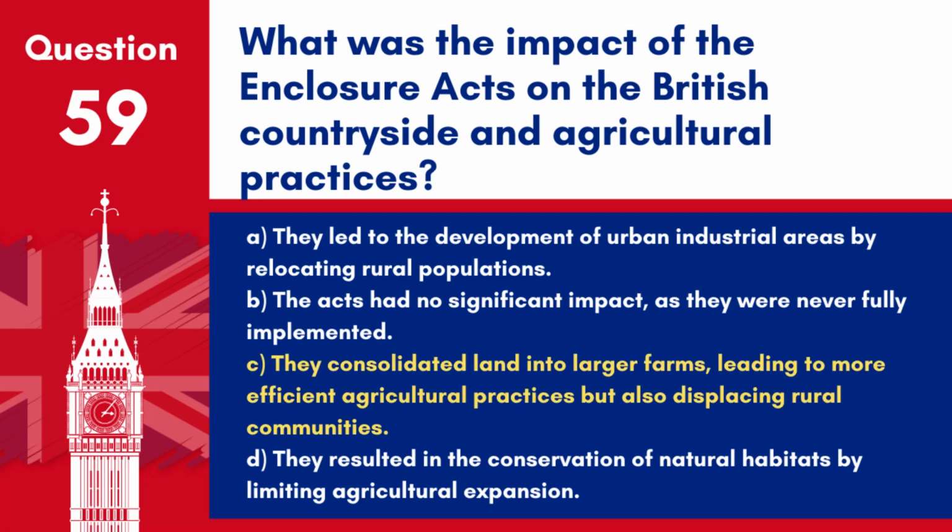Answer. C. They consolidated land into larger farms, leading to more efficient agricultural practices, but also displacing rural communities. The Enclosure Acts transformed the landscape and social structure of rural Britain, contributing to the urbanization process.